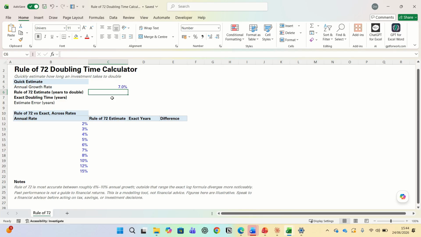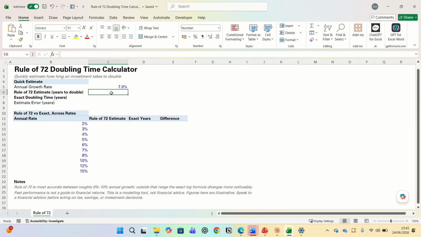Today we'll cover the rule of 72, which is a fast way to estimate how long it takes money to double at a given rate of return without doing a full compound interest calculation. And today we're building a quick calculator around it and checking how accurate the shortcut actually is.